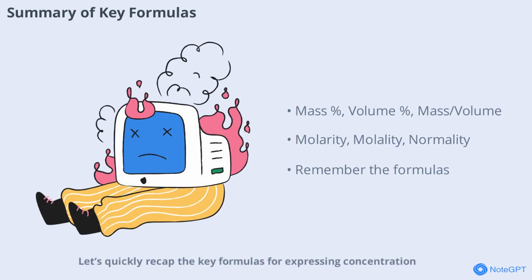Let's quickly recap the key formulas for expressing concentration. Mass percentage is mass of solute divided by mass of solution times 100. Volume percentage is volume of solute divided by volume of solution times 100. Mass by volume is grams of solute per 100 milliliters of solution. Molarity is moles of solute per liter of solution. Molality is moles per kilogram of solvent, and normality is equivalents per liter of solution.